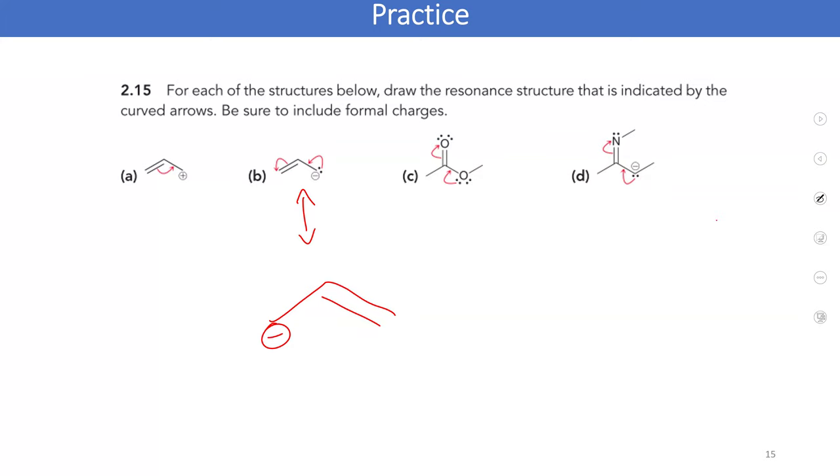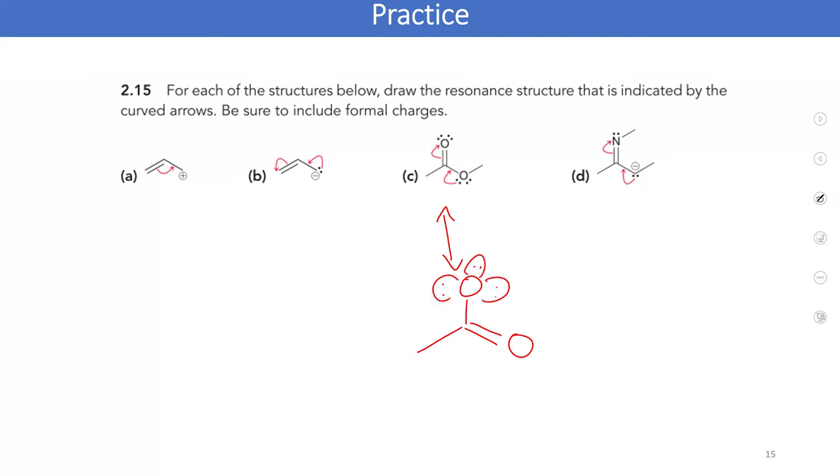How about C? We got a lone pair turning into a pi bond. Then we need to make room for it. So this carbon didn't change. This carbon still is going to have the same number of bonds. This oxygen has 3 lone pairs, which gives it what charge? -1. This oxygen had 2 lone pairs, now only has 1 lone pair. So an oxygen with only 1 lone pair and 3 bonds has a positive charge. So we went from something where everything had a formal charge of 0, to a formal charge of -1 and a +1. The net charge on the molecule didn't change though.